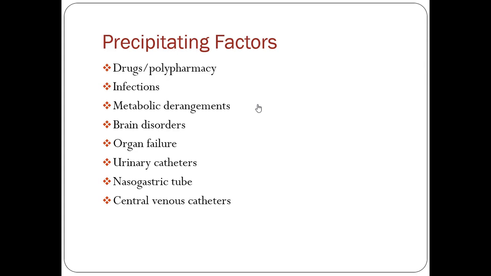Other than this, there are some precipitating factors. Again, I said drugs and polypharmacy. We use a large number of drugs in the OT and ICU, especially opioids, benzodiazepines, and steroids. All these drugs can push the patient into delirium. Various infections and metabolic derangements, such as metabolic acidosis, hyponatremia, hypocalcemia, and hypercalcemia, can cause delirium. Patients with underlying brain disorders, such as CVA or any other kind of brain disorder, are more prone to develop delirium. Organ failure, such as acute kidney injury or acute renal failure, can push them into delirium.